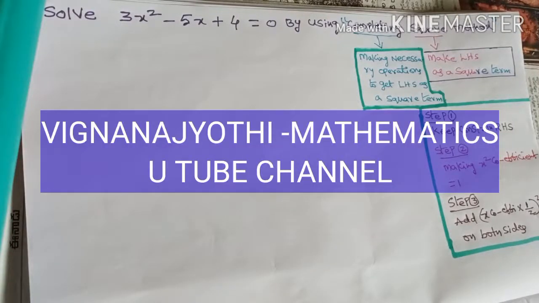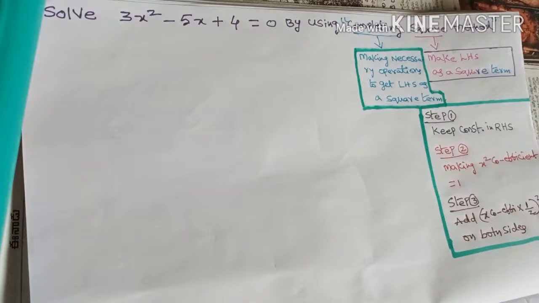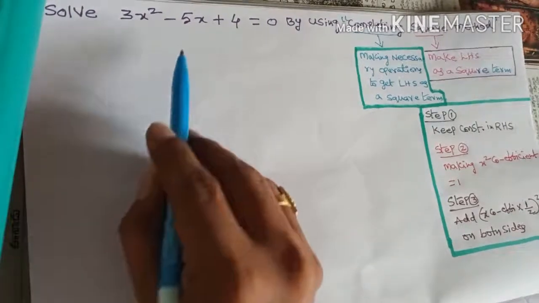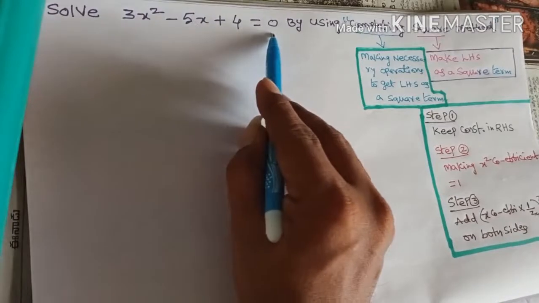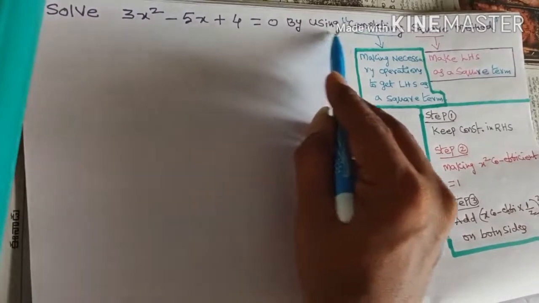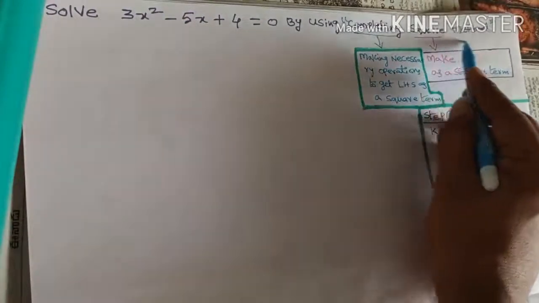Now I am here going to explain the completing square method for one more problem, those having imaginary roots. Here the problem is: solve 3x square minus 5x plus 4 is equal to 0 by using the completing square method.